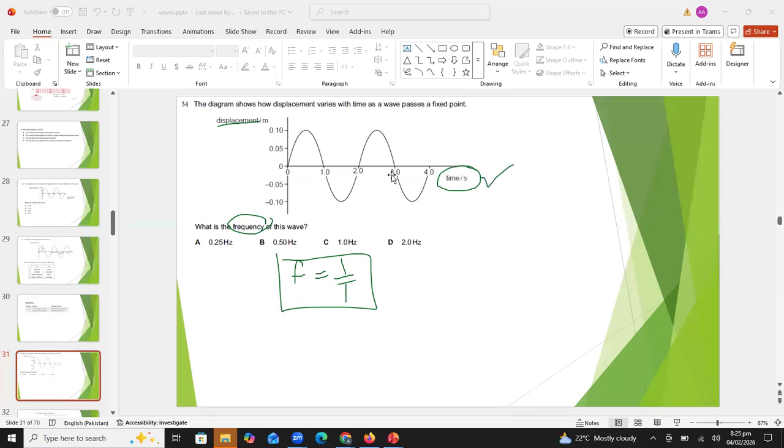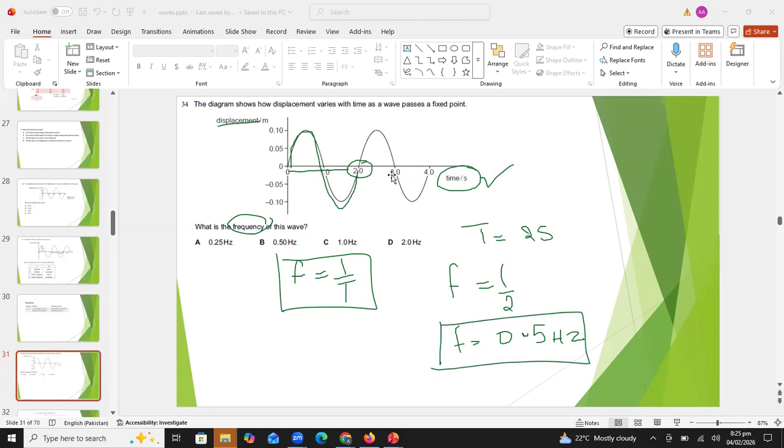You can see we are given the time period on the x-axis, and the time period is the time of one cycle. So this is one cycle. The one cycle time period is 2 seconds. So frequency is equal to 1 upon 2. Frequency is equal to 0.5 hertz. Hertz is the unit of frequency. Alright, so now you can see students, B is the correct answer. Is it clear to you?